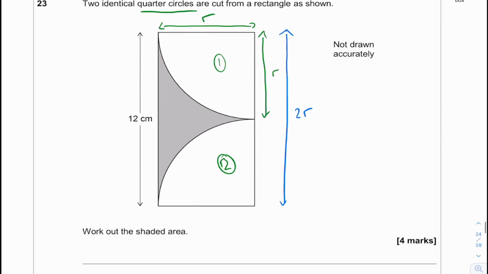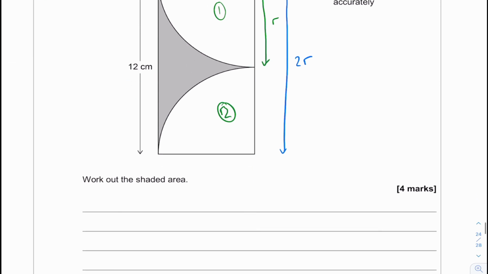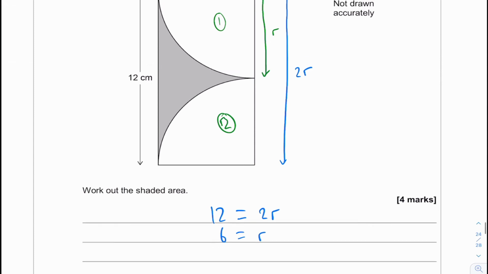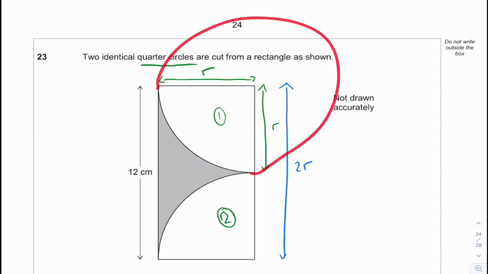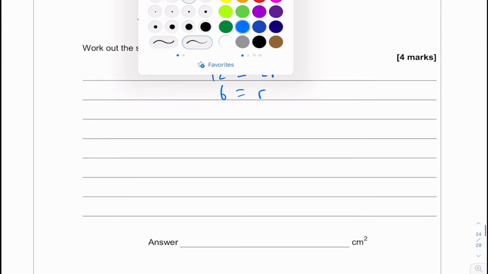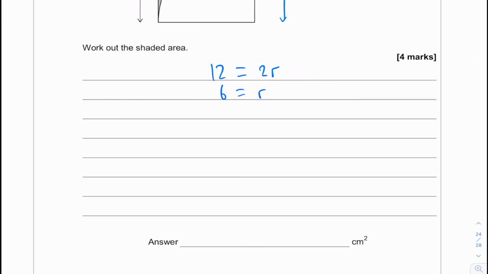So what we can then say is 12, which is the length of the entire vertical side of the rectangle, is equal to 2r. So 12 is equal to 2r, and therefore 6 is equal to r. What we can then do is work out the area of the entire circle by using the formula for the area of a circle, which is pi r squared. So we say area of circle equals pi times the radius squared. Therefore pi times our radius, which is 6 squared, is equal to 36 pi.